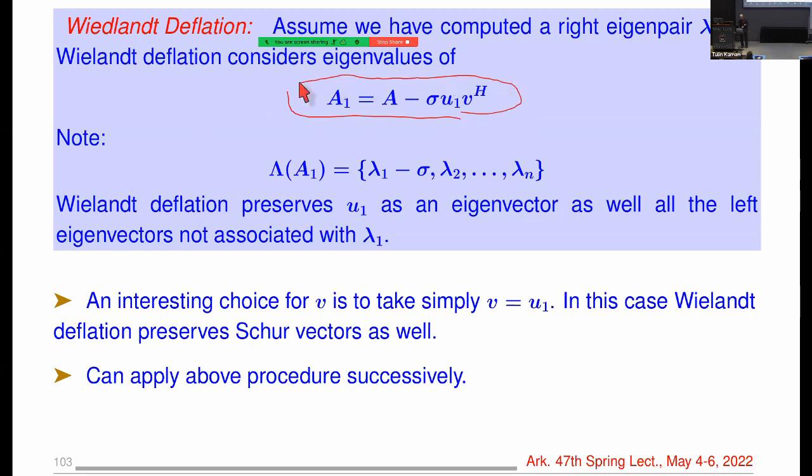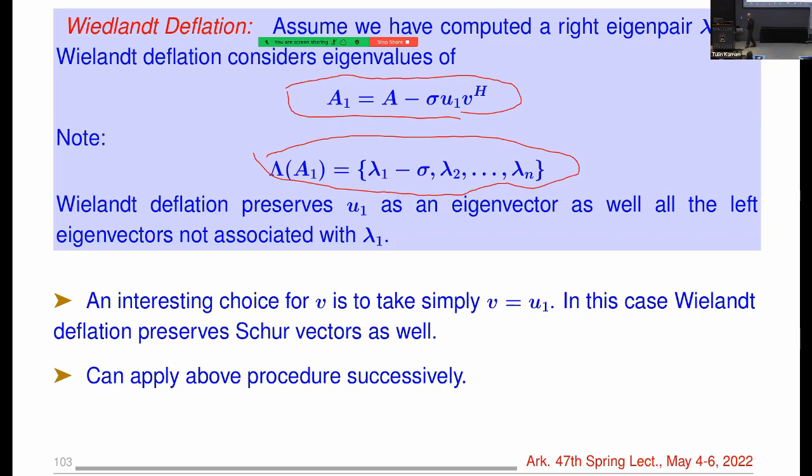So this is one of the earliest methods for deflation. And here's an interesting observation. If you take this matrix, U1 is an eigenvector, let's say the dominant eigenvector, for example. And we take the matrix A1 equals A minus sigma U1 V^H. V is actually an arbitrary vector, such that the only requirement is that the inner product of V and U1 is equal to 1. So you scale it so that the inner product is 1. Then the spectrum of this matrix is actually right here. So all the eigenvalues are preserved except the first one, which is shifted by sigma.